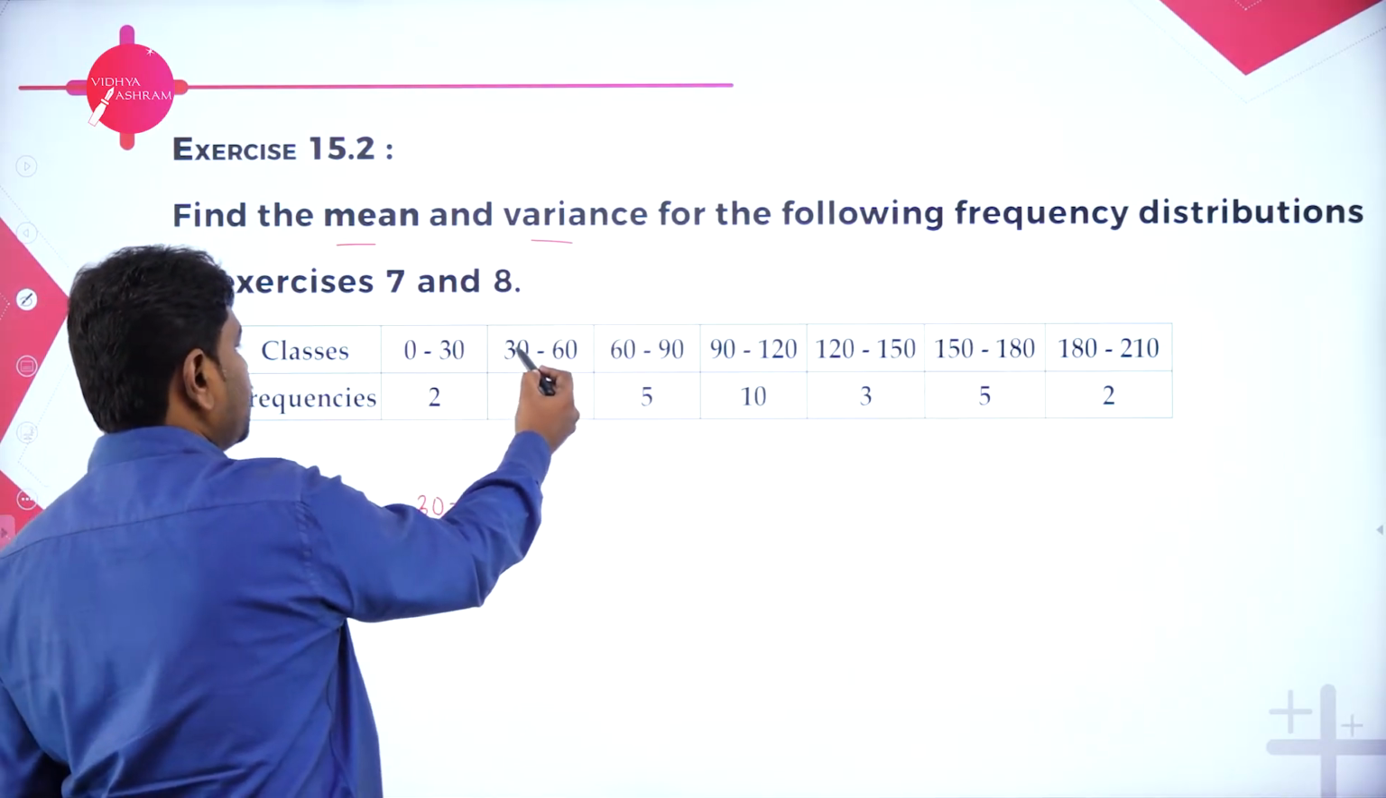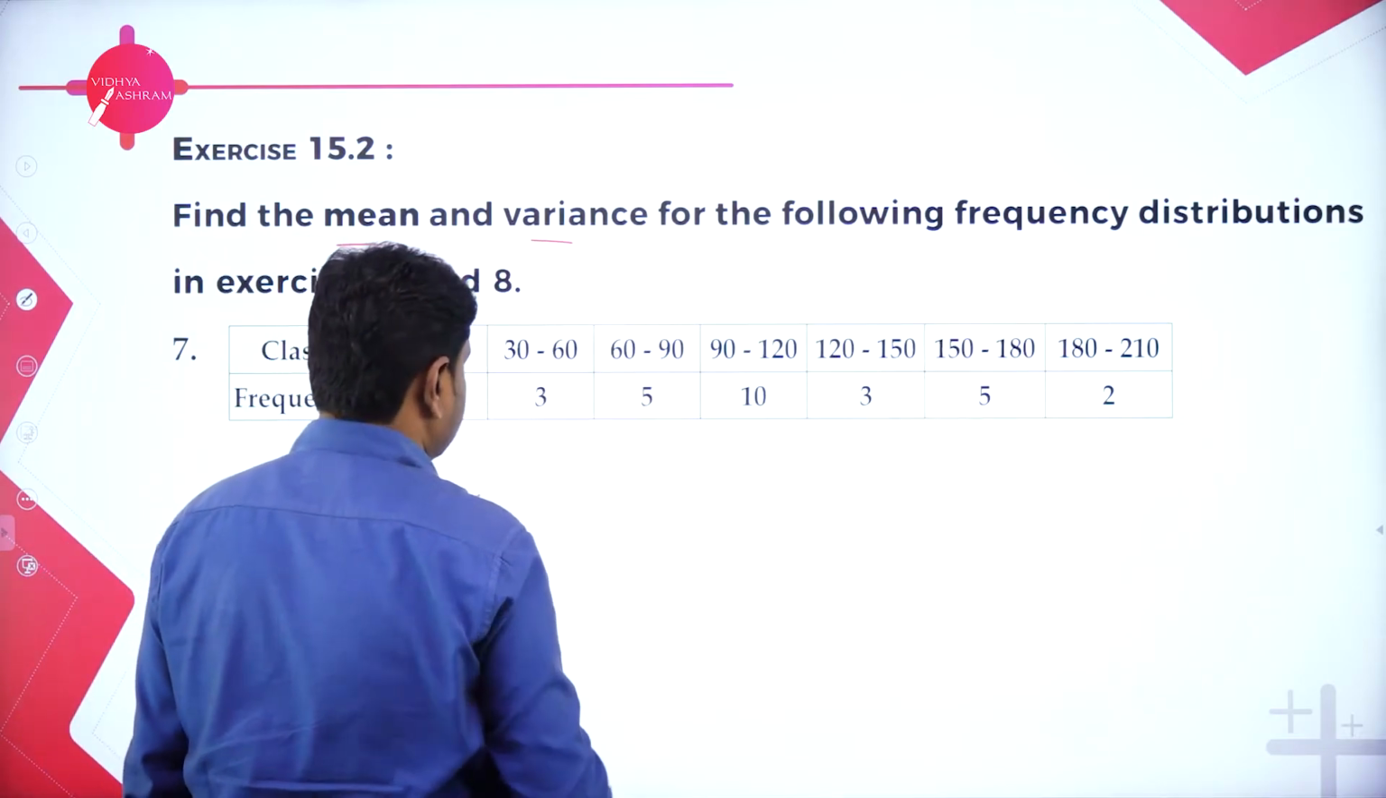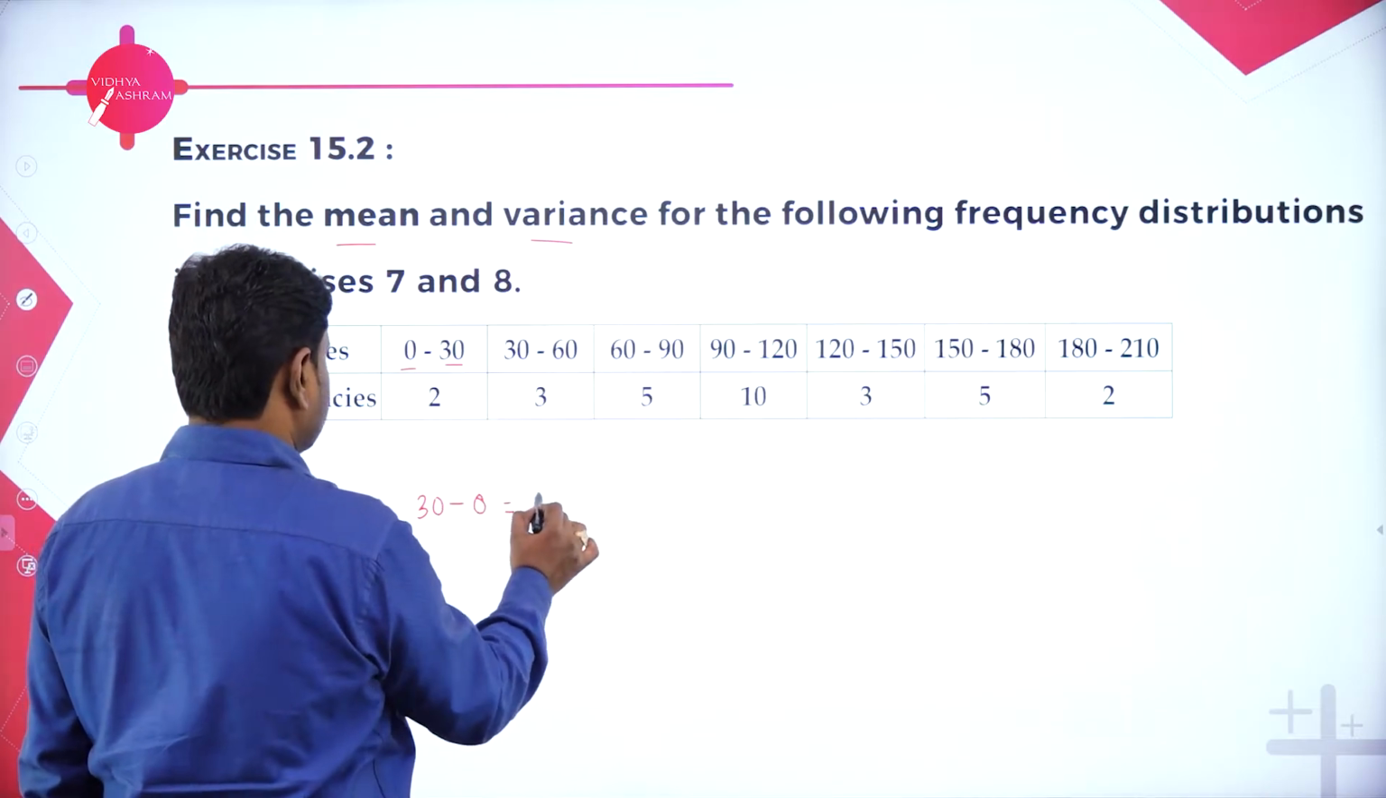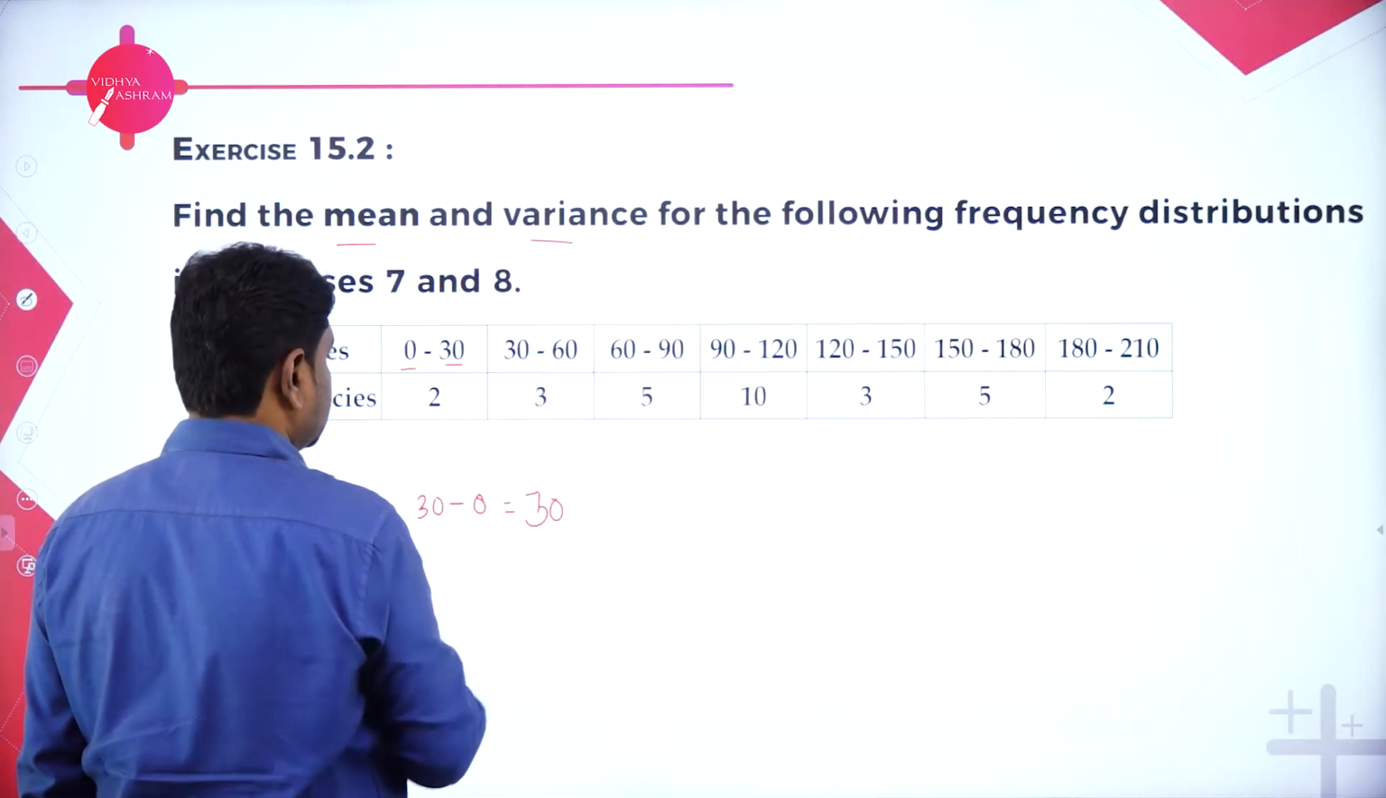It ends at 30, it starts with 30. It ends at 60, starts with 60. So 30, upper limit minus lower limit: 30 minus 0 gives you 30. 30 is the class size.